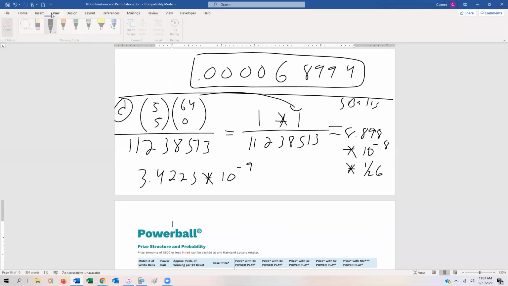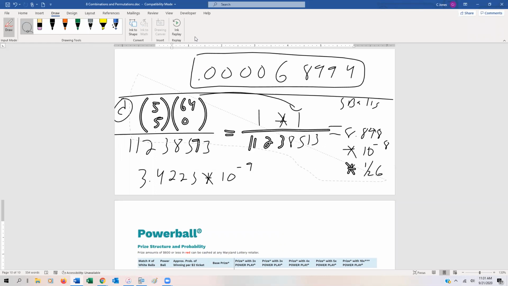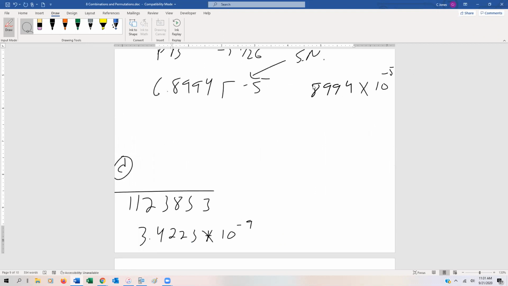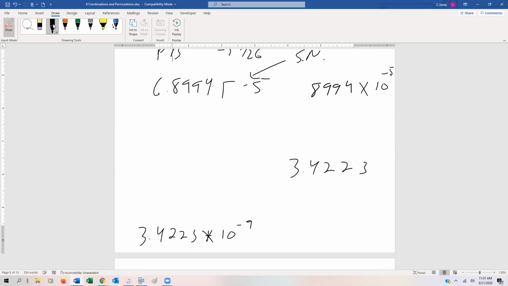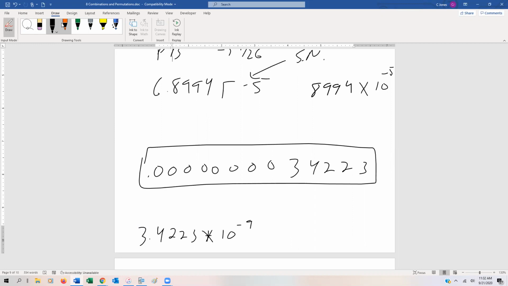And what does that really equate to us? Well, let me erase this so we have a little bit of room. And if that's our probability, then that means we have the 3.4223, and we have to move the decimal point 9 places to the left. 1, 2, 3, 4, 5, 6, 7, 8, 9. All right, and we erase all this. We erase this decimal point over here. And so this is the probability that you are going to win Powerball. As a percentage, it looks so much better as a percent. So this would be as a percent.